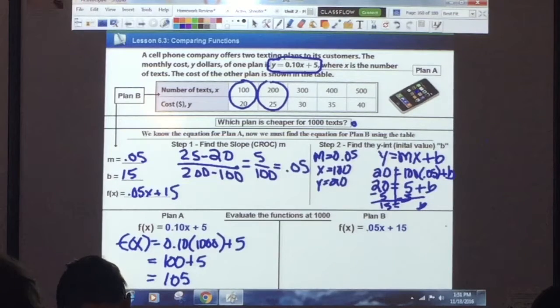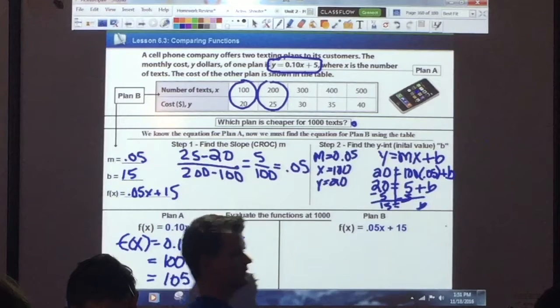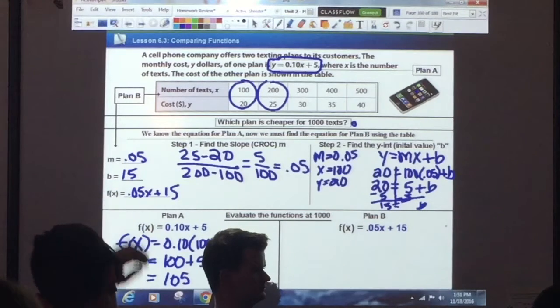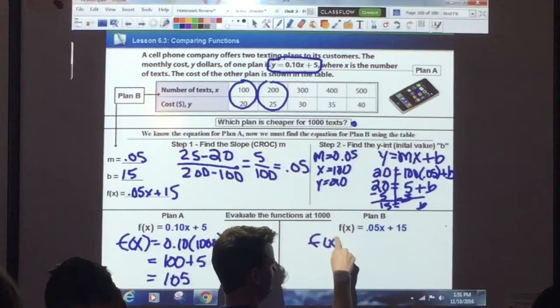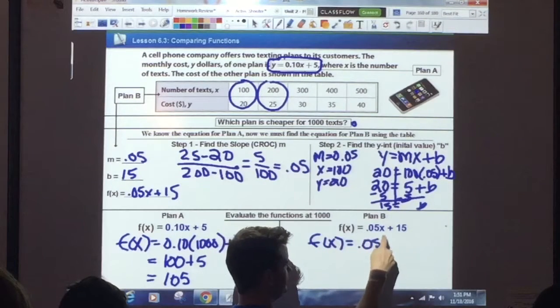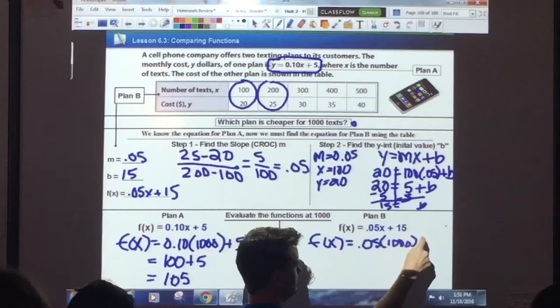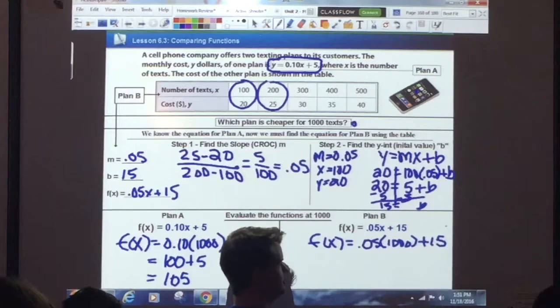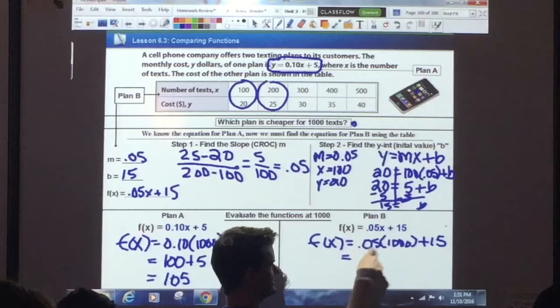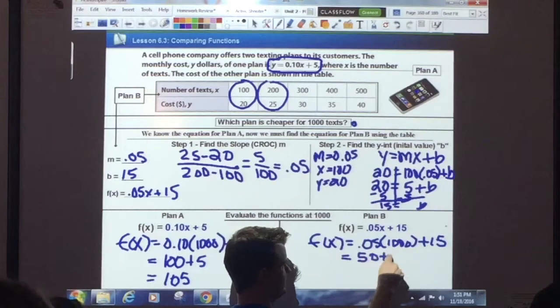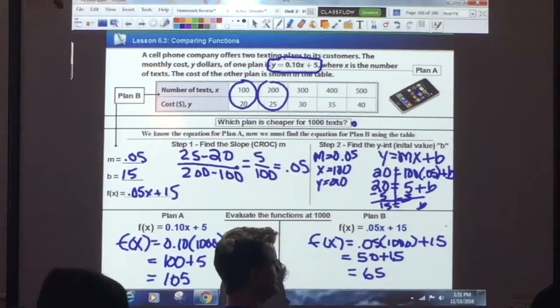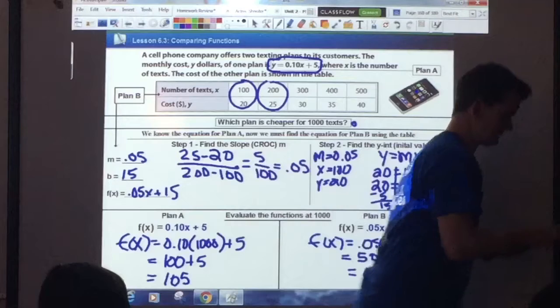Michael! Plan B, dude. What are we evaluating? So I'm going to substitute in f of x is equal to 0.05 times 1,000 plus 15. Michael, do the multiplication. Tell me, what do I get when I multiply this? 50. I do 50 plus 15. Michael, good job, 65. So plan B costs $65.